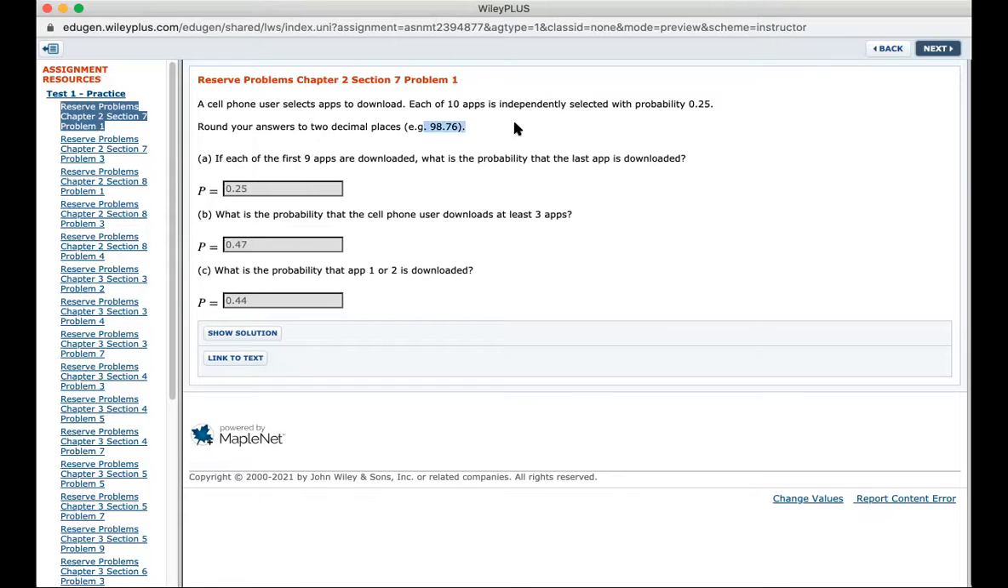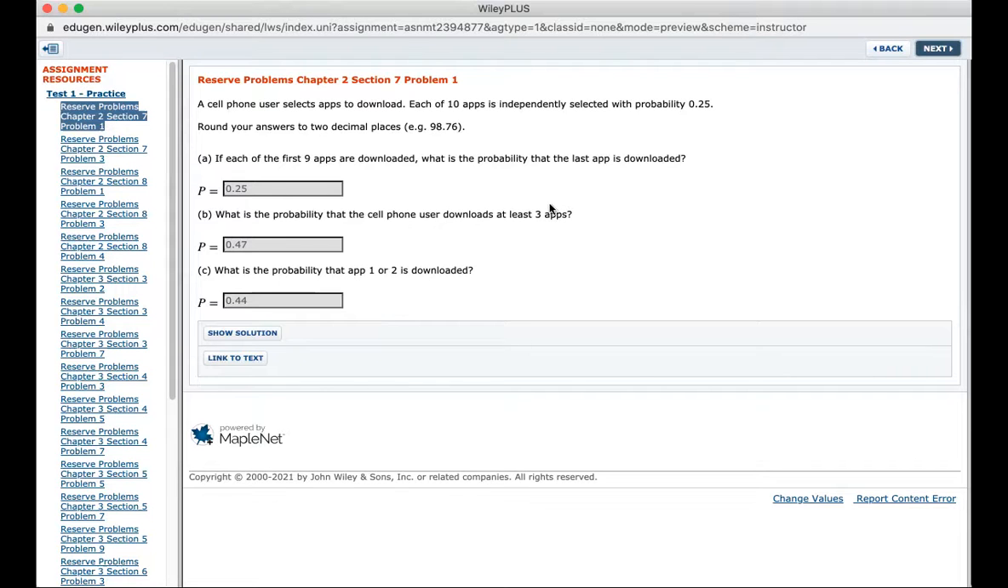So here's the example, right? 98.76. Keep that in mind. If each of the first nine apps are already downloaded, so nine events have already happened, what is the probability that the last app is downloaded? Let me just read through the questions, and then I'm going to give solutions for each problem on sketch paper. So B, what is the probability that the cell phone user downloads at least three apps?